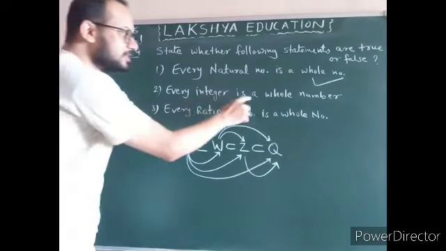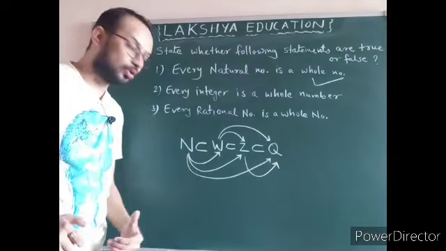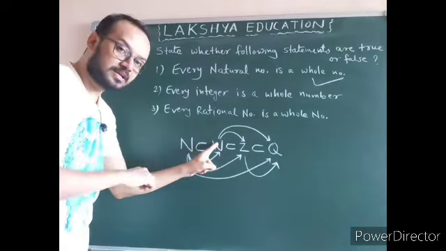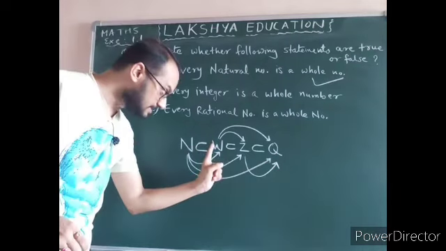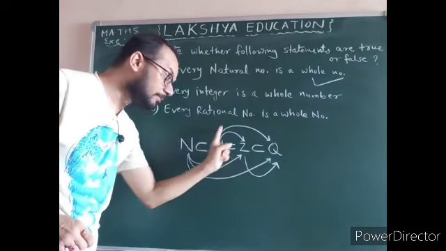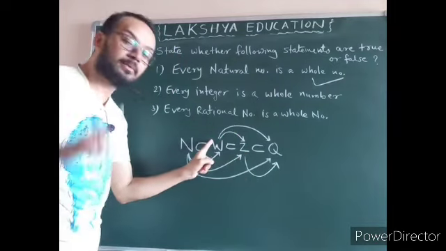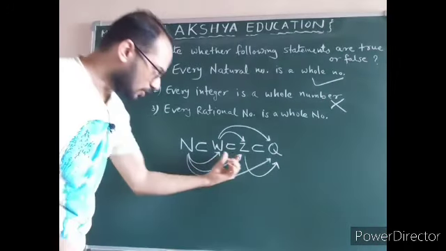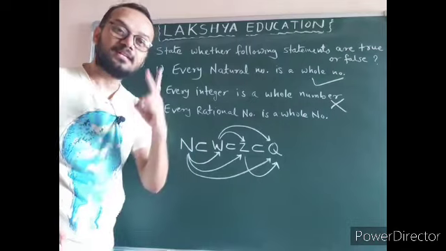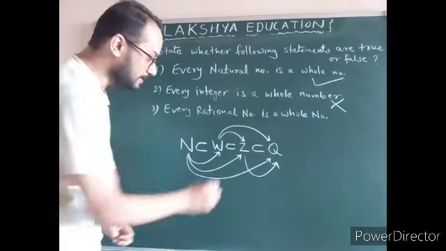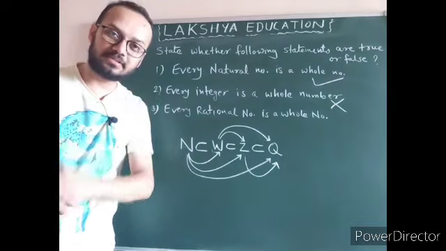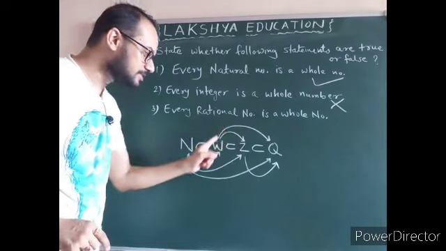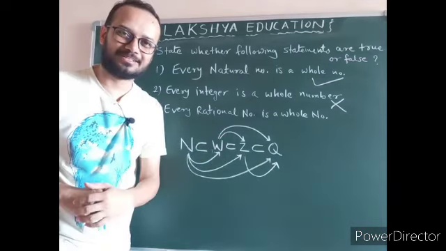Second, every integer is a whole number. See here, integer to whole. Integer is Z, whole is W. Integer to whole, this is the reverse direction, which is not true. We can say that every whole number is an integer, but every integer is not a whole number. So we can say this statement is false. Why? Because integers contain positive integers, negative integers and 0. But whole numbers contain only 0 and positive integers. They do not contain negative integers. Therefore, the statement that every integer is a whole number is false.